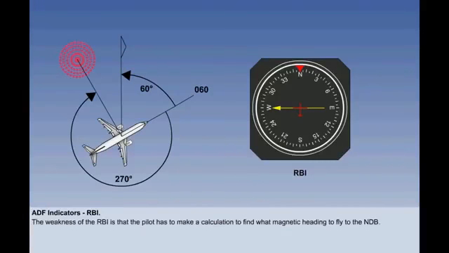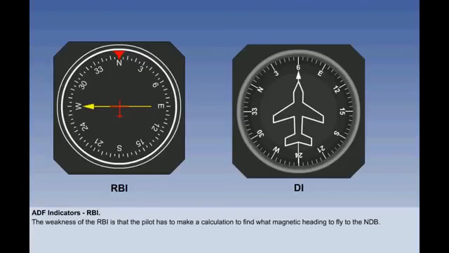The weakness of the RBI is that the pilot has to make a calculation to find what magnetic heading to fly to the NDB. You have to know how to do these simple calculations. Here, we see that the RBI indicates that the NDB to which the aircraft is tuned has a relative bearing of 270 degrees, that is relative to the aircraft's nose. The direction indicator is showing a heading of 060 degrees.